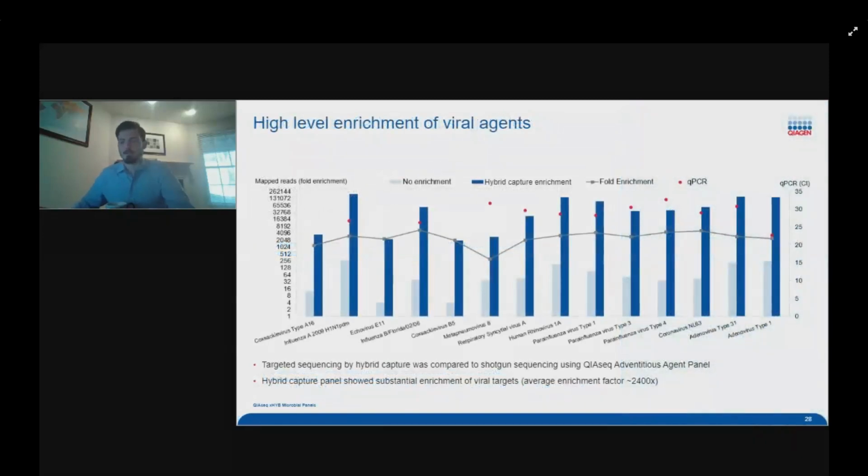Again, similar to the respiratory panel, we see an average 2,400x fold enrichment as compared to standard shotgun sequencing across the viruses that are present or targeted for in this panel.